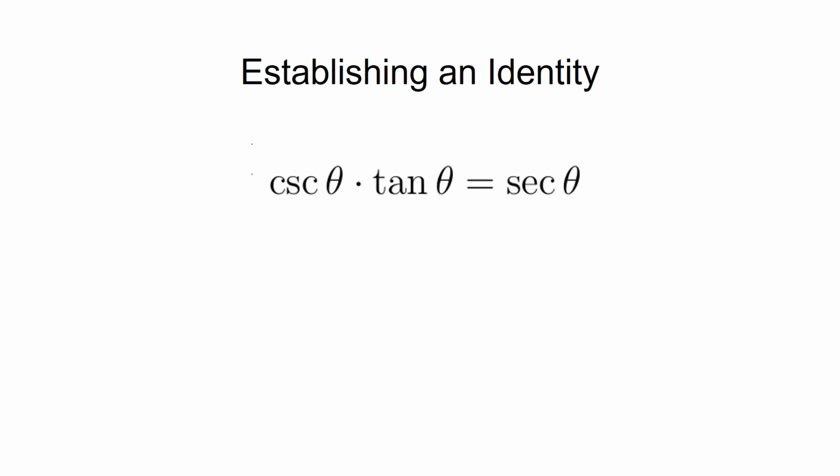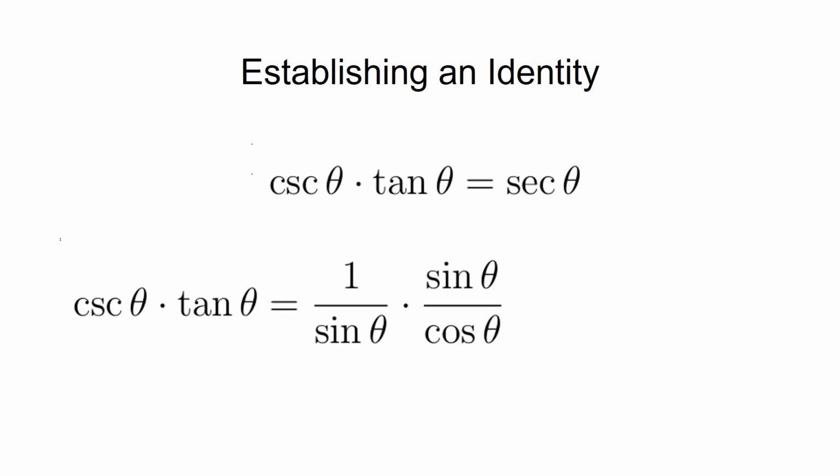Now let's say that we want to show that cosecant of theta times tangent of theta equals the secant of theta. We see that the left side of the equation is more complicated than the right side, so let's work in simplifying it. The simplifying approach we'll take this time will be to convert both terms into expressions only made up of sines and cosines. Cosecant of theta equals 1 over sine theta, and tangent of theta is sine of theta over cosine of theta. The sine terms cancel, leaving 1 over cosine of theta, which equals secant of theta. So we've proven that the equation is an identity.